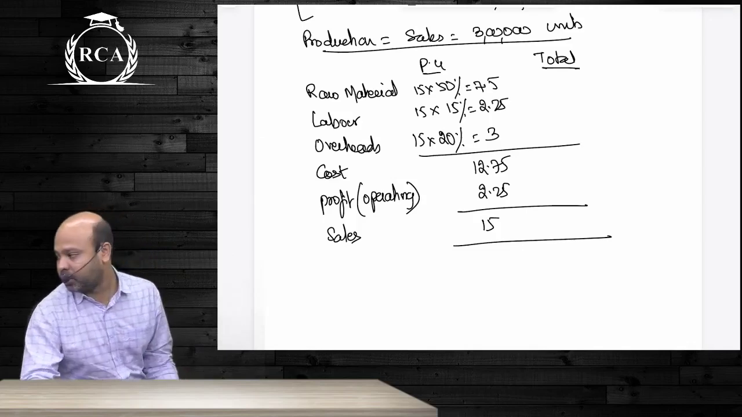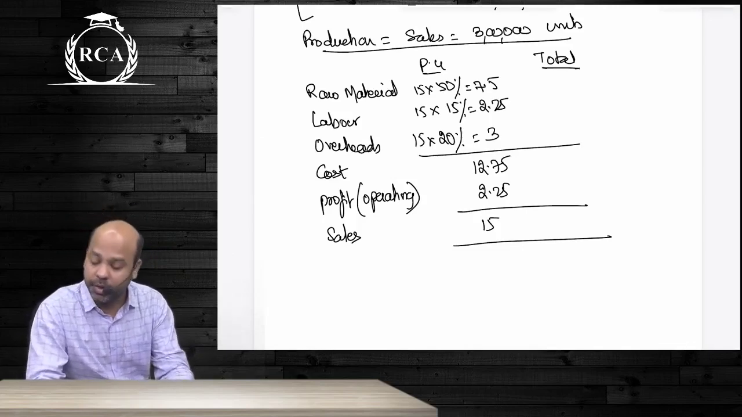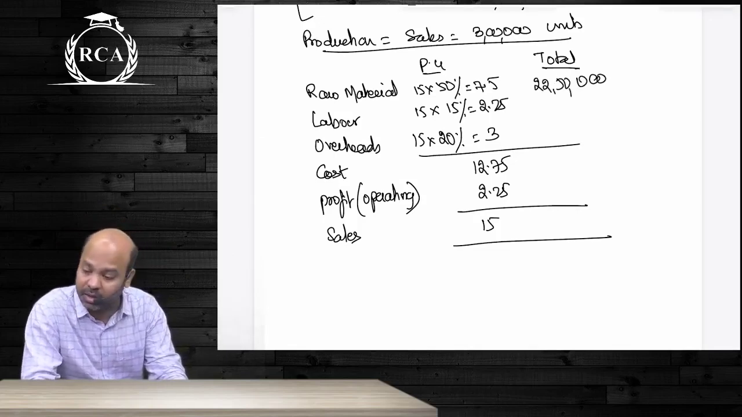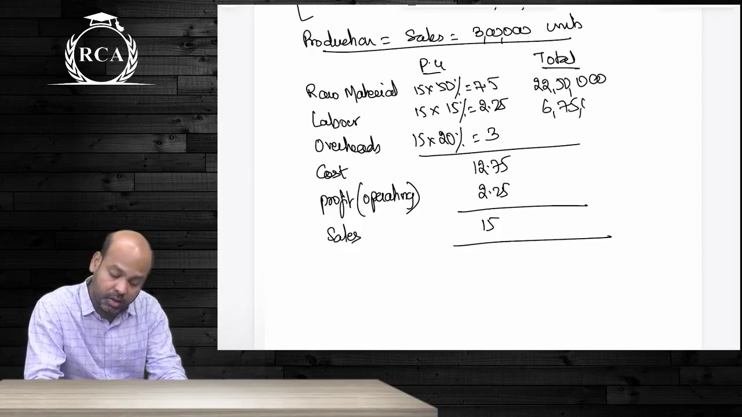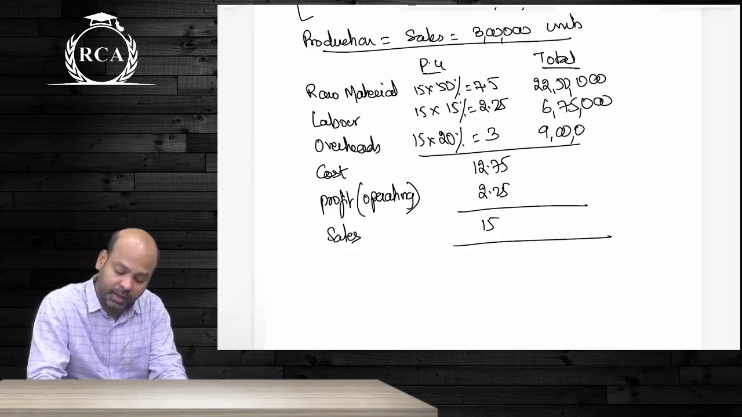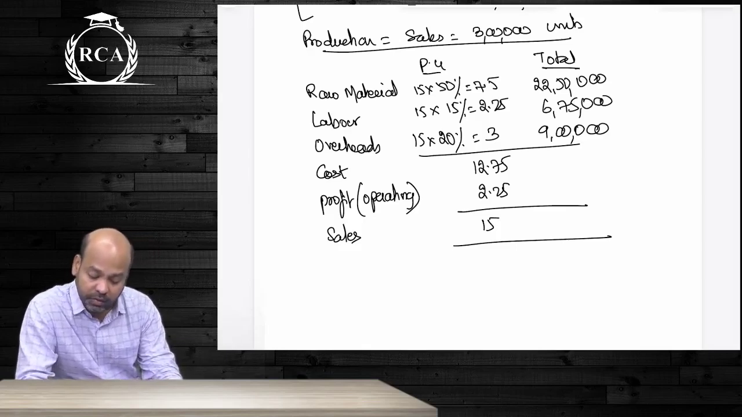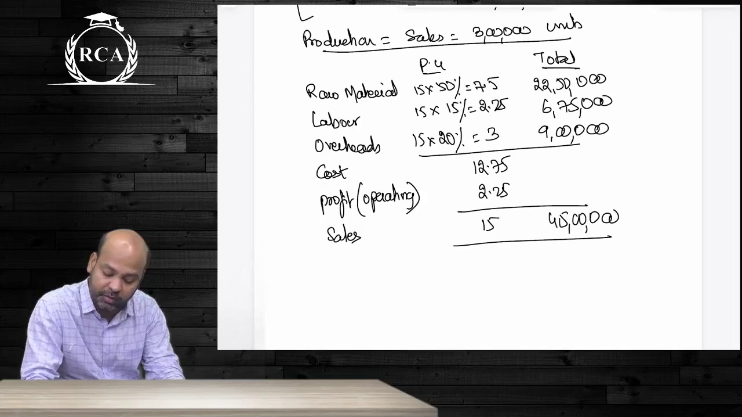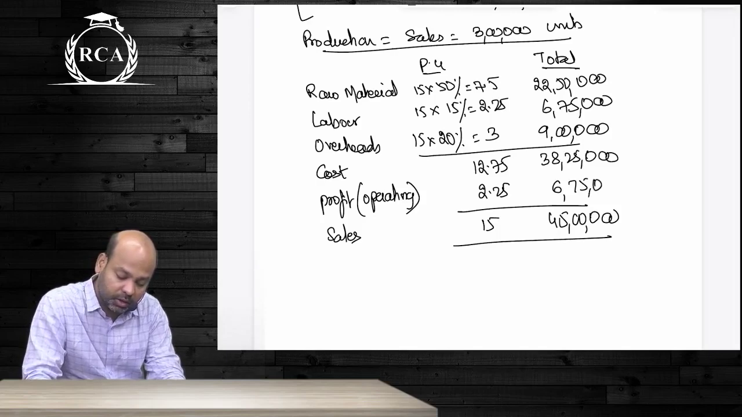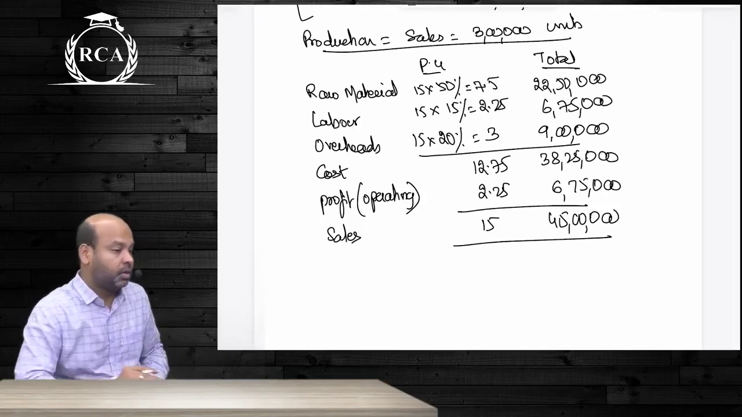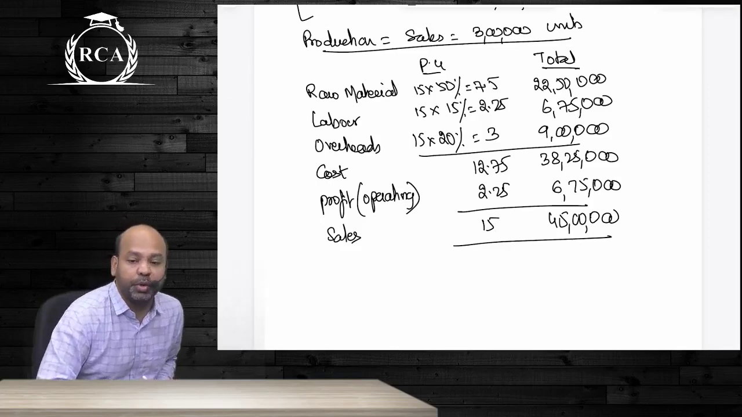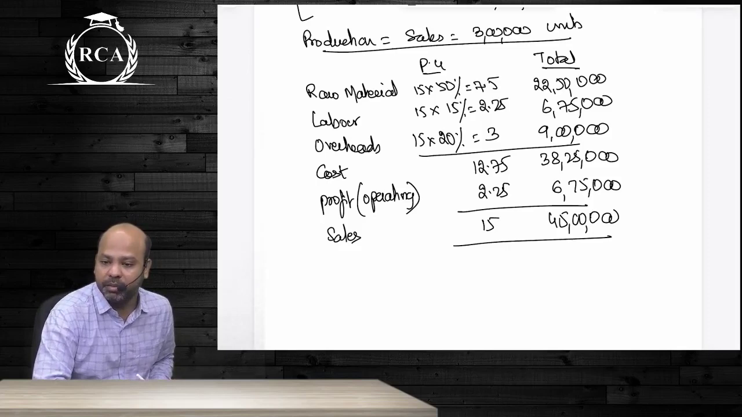7.5 multiplied by 3 lakh units, guys, 22 lakhs 50,000. 2.25 multiplied by 3 lakhs, 6 lakhs 75,000. 3 rupees multiplied by 3 lakhs, 9 lakhs. So 15 into 3 lakhs is 45 lakhs, and the total cost will become 38 lakhs 25,000. This is only your operating profit, guys, 6 lakhs 75,000. Remember that.